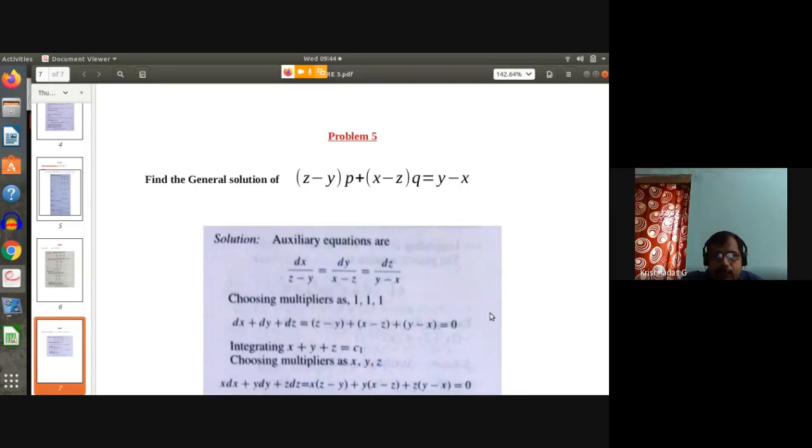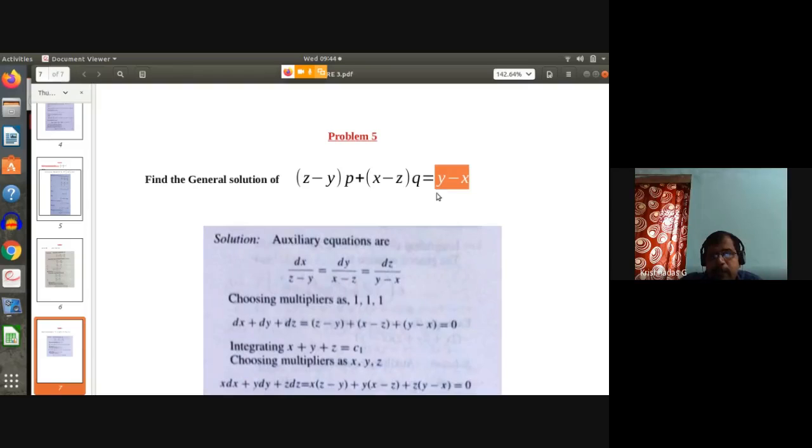Now we look at one more question, that is, find the general solution of z minus y into p plus x minus z into q equal to y minus x. Here again, it is clearly an equation of the form Pp plus Qq equal to R. And what is P here? It's very clear. This is z minus y, and Q is x minus z, and R is y minus x. So P, Q, R are identified.